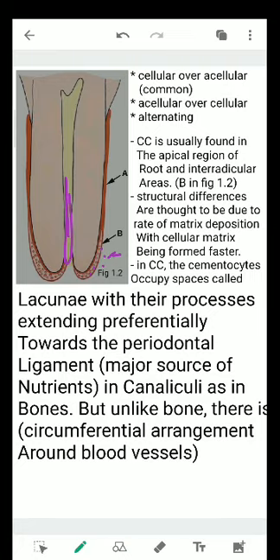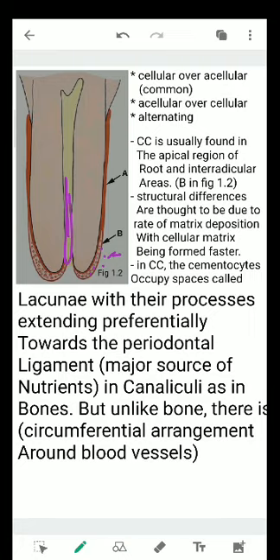The faster the matrix deposition, take it this way, the faster the rate at which the matrix is being deposited, that means there is a higher tendency of trapping some cementoblasts, which turn to cementocytes, right? So if the matrix deposition is faster, then it becomes what? Cellular cementum. But if it is slower, as I said, I'm just giving a scenario, you could easily assume that these cementoblasts could escape, right?